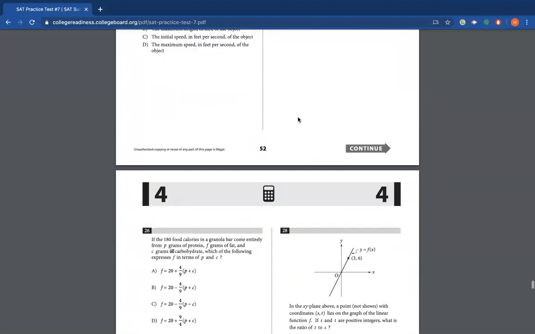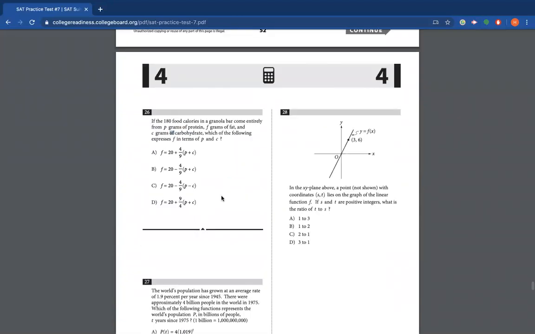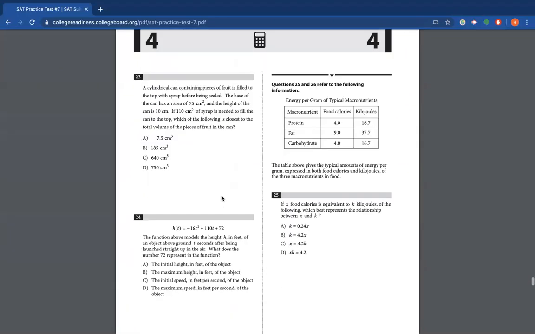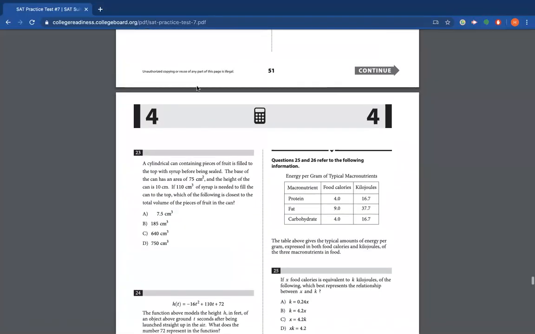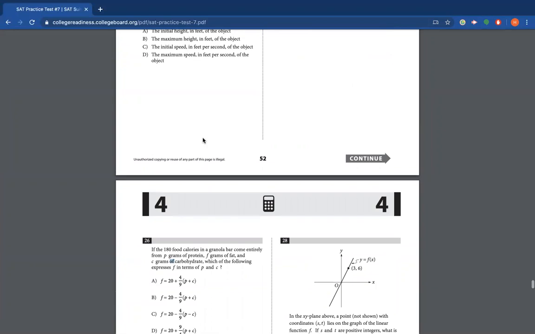The only reason I noticed that is because of this line. Whenever you see this line, that means it's part of a question. That's what that line means. So it has to be 180 calories, we know that, with P grams of protein, F grams of fat, and C grams of carbohydrates.